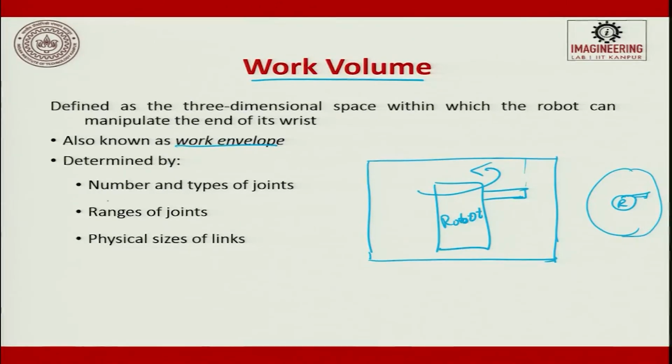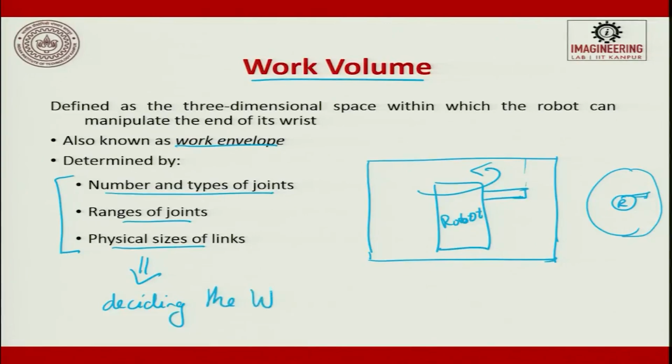It is determined by number and the type of joint, range of joints and the physical size of link. All these 3 play a very important role in deciding the work volume. Okay. Size of the link, range of the joint, and then number of joints.